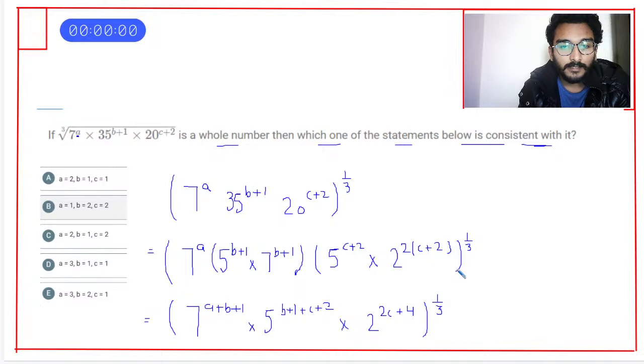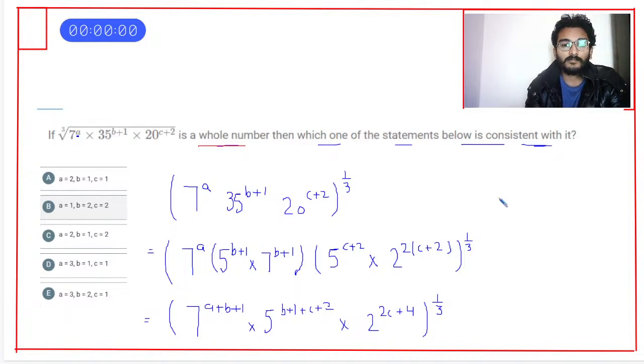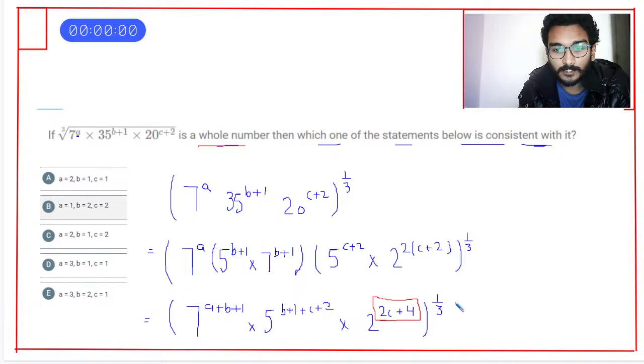Now, each and every number must give a result because it's a whole number. So c value would be how much? This factor must be divisible by 3. So c must be equal to 2. Sorry, c must be equal to 1. If c is equal to 1 in this particular case, then this will become 6. 6 divided by 3 is possible.